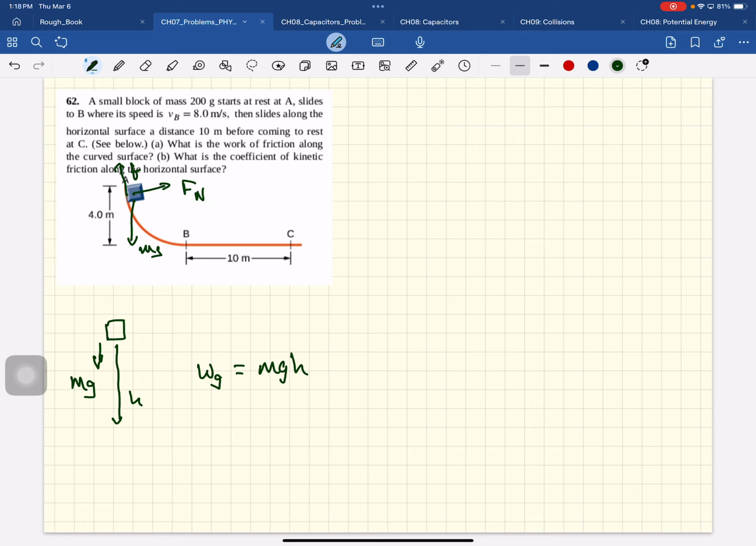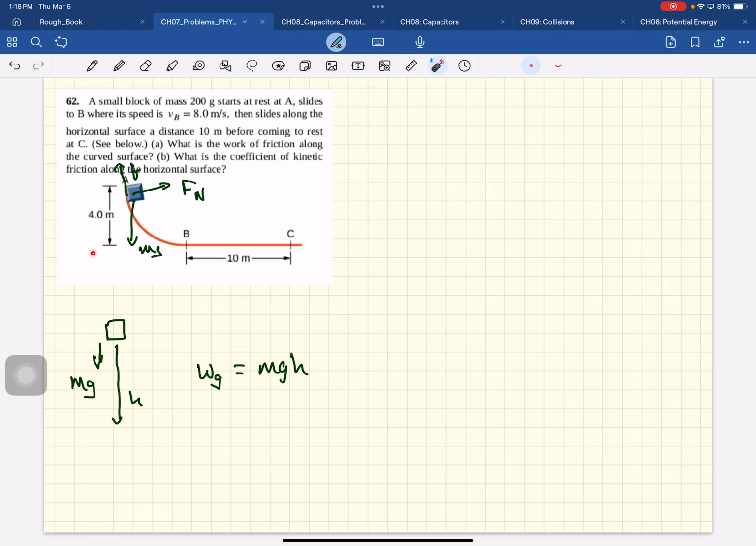How much work does this guy do? Zero, because as the thing is curving, this force is always normal to the displacement. Can we calculate this guy's work? Yes, we can. We know how far he fell down. And we want to calculate the work done by the friction. So what is the work of the friction along the curved surface?